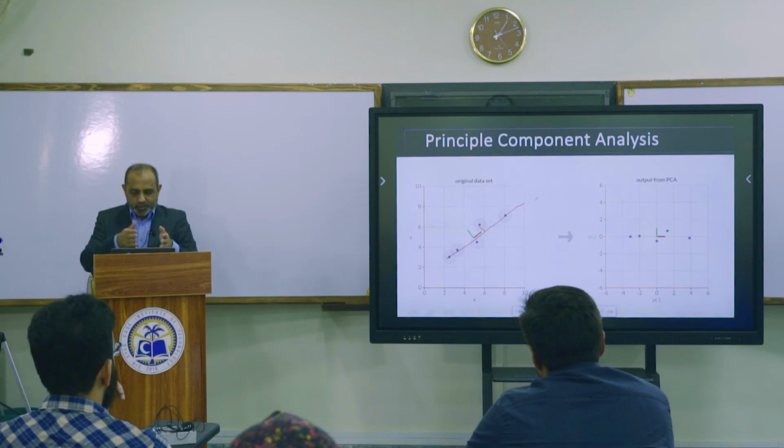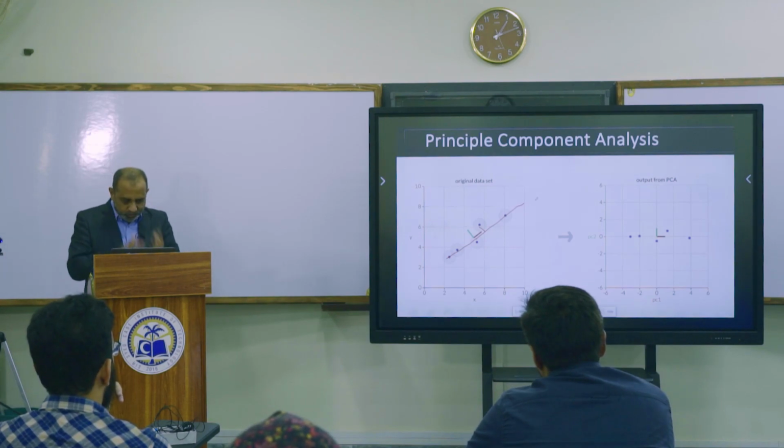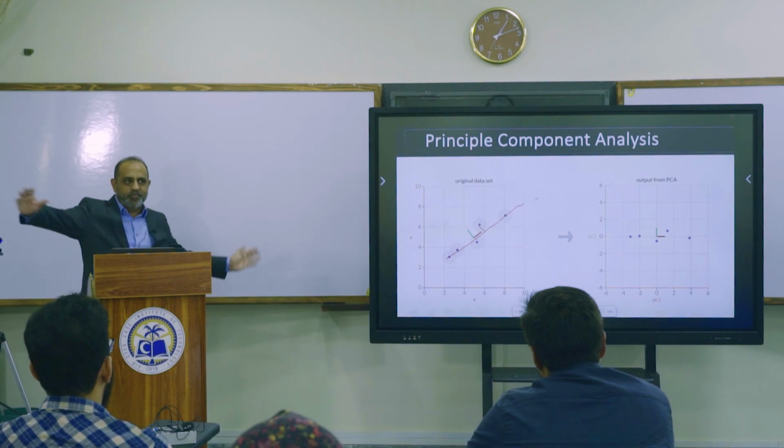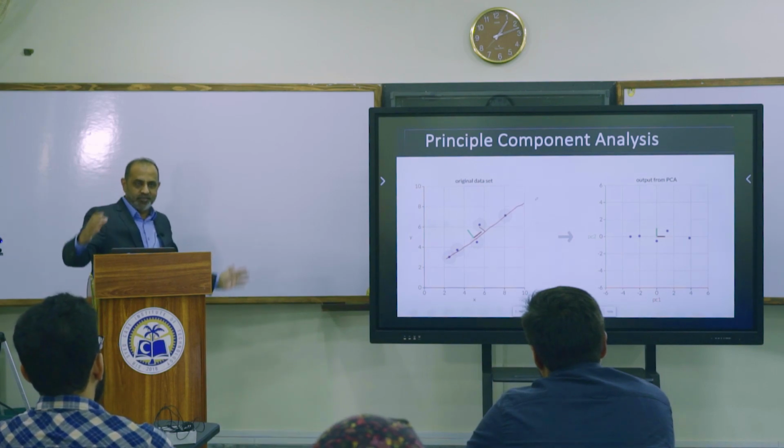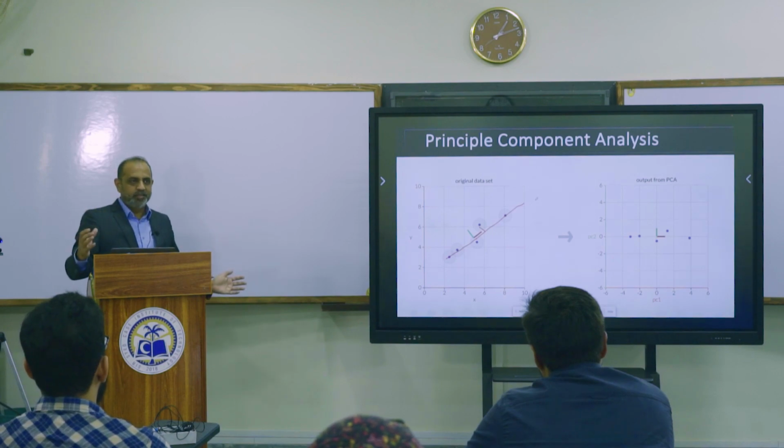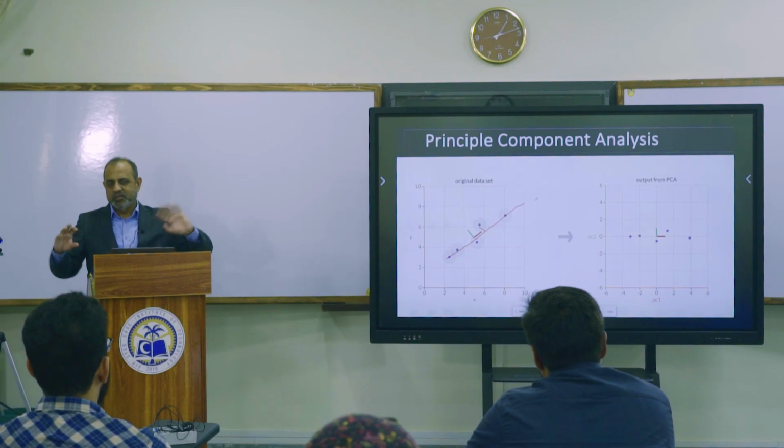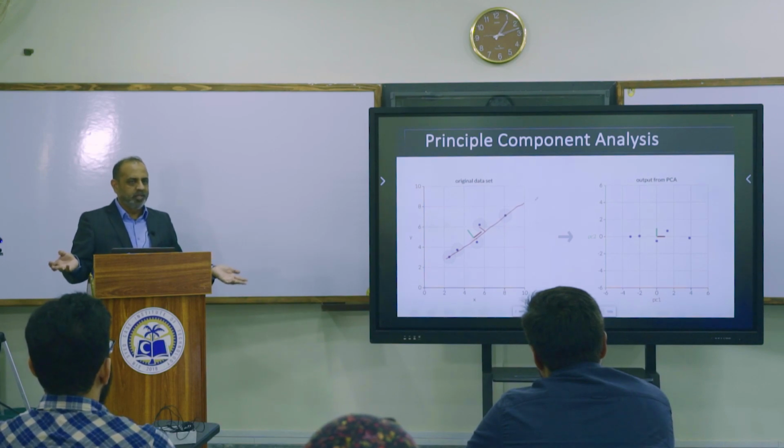Somehow, without really drawing it here, without actually visually seeing it, I want it to magically figure out which is the axis where most of the spread is, which will help me to do the classification. What is the axis where there is minimum spread? I should just throw that away, because it's not helping me out. It's just making my problem complex.